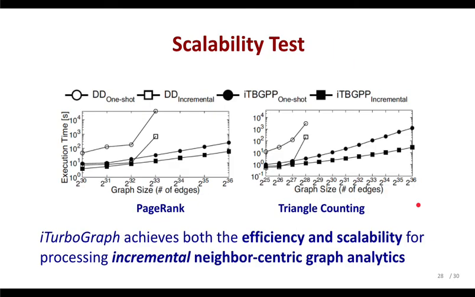And we also test the scalability. For PageRank and triangle counting queries, we measure the execution times varying the size of the graphs. And DD incurs disk swaps at some points and crashes with out of memory errors, but iTurboGraph scales to the largest graph efficiently.